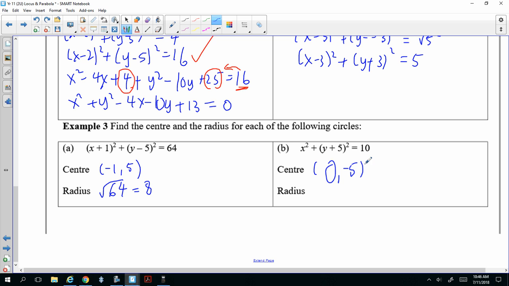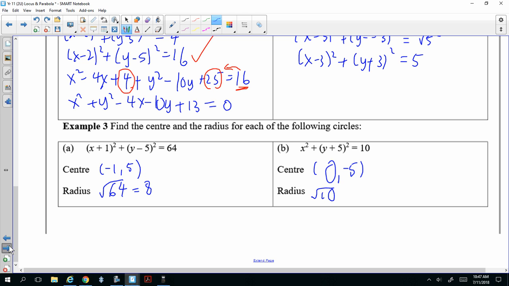Okay, and then I'm going to ask, I've got my seating plan here. Joshua, what's the radius? Root 10 is correct. Thank you. All right, let's move on. Pretty basic. Let's move on to the next page.